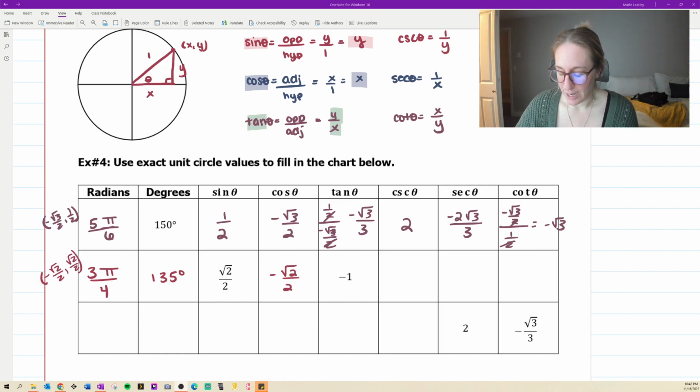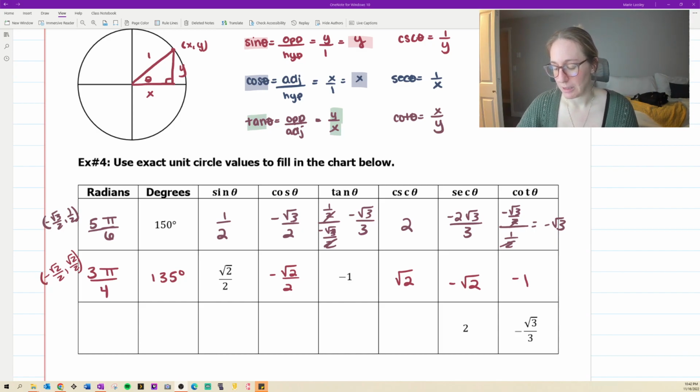All right, so tangent is negative 1. Cotangent is also going to be negative 1, right? We flip negative 1 upside down, and it's just negative 1. All right, cosecant, so if I flip square root of 2 over 2, it's just the square root of 2, because it ends up simplifying. And then secant is going to be negative square root of 2.